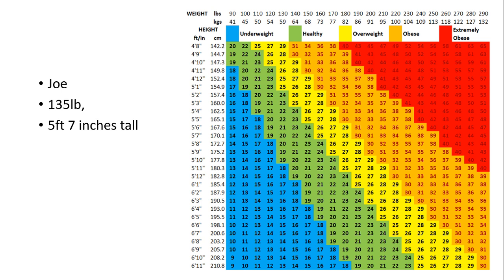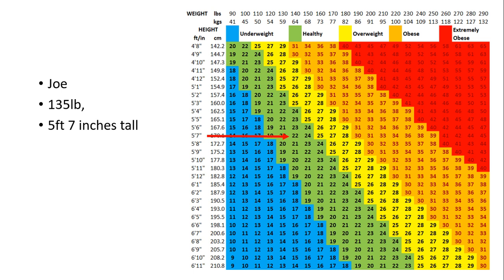In this chart, the weight is at the top and it's measured in pounds and kilograms. And then you have height, which is measured in feet and inches or in centimeters. Today the unit we are using for weight is pounds, and the unit we are using for height is feet and inches. So the first thing we look for: Joe is 5 feet 7 inches tall, so we have that row ready, right?